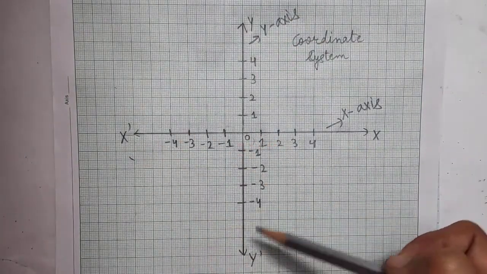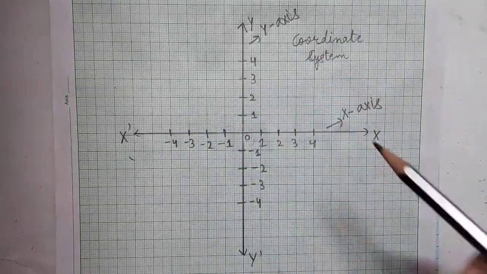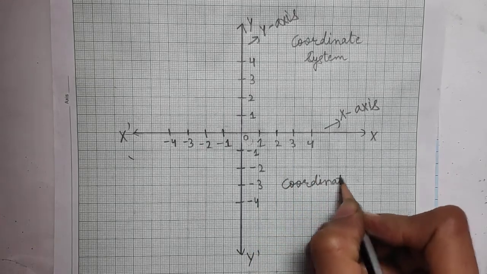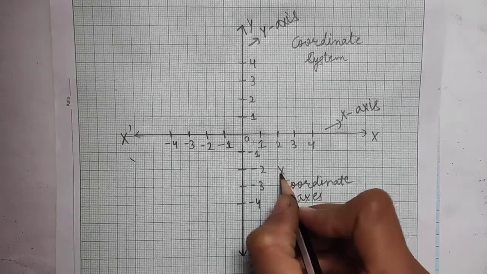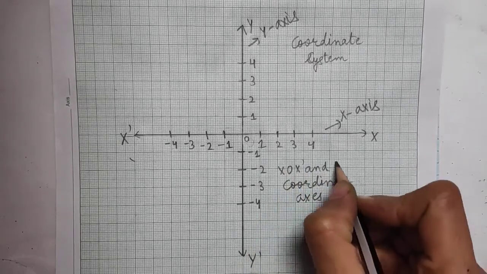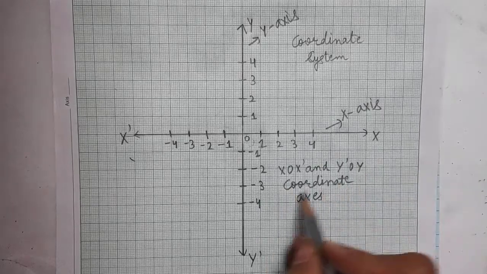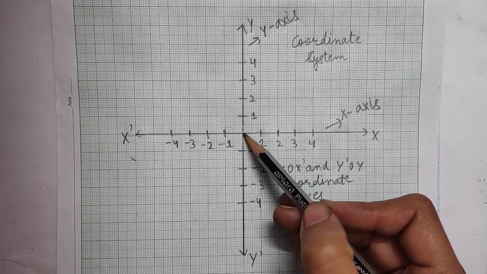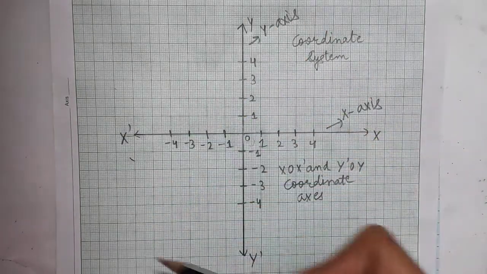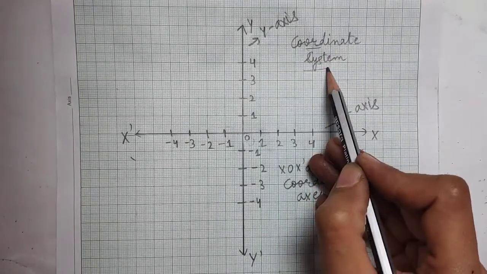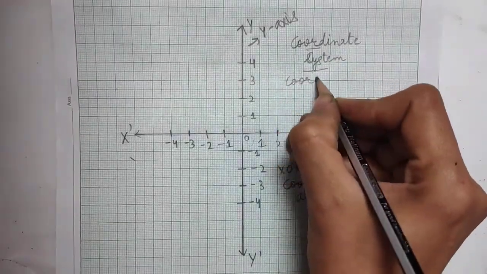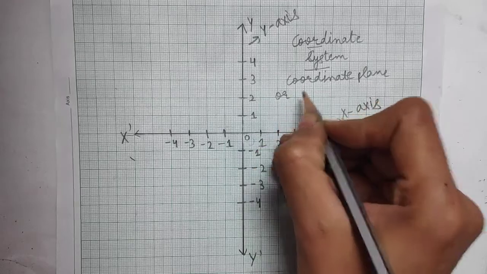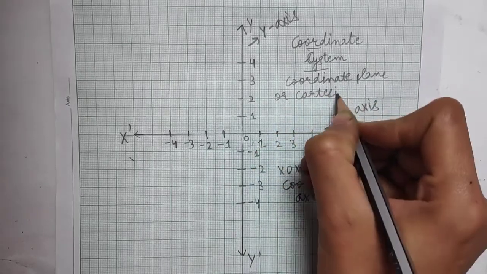XOX dash and Y dash OY, when they are taken together, they are known as coordinate axes. The point O is called the origin, and the configuration so formed is called the coordinate system or coordinate plane or Cartesian plane.